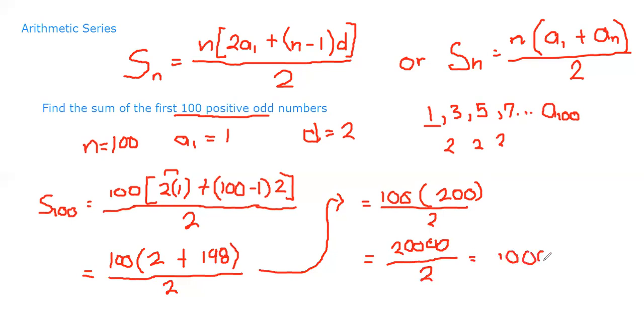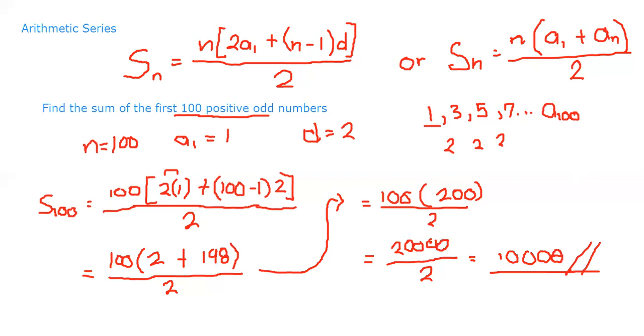So, nakita ko naman 10,000 ang sagot ng iba. So, very good kayo. So, ang sagot natin is 10,000. Kapag pinag-plus natin lahat ng unang positive odd numbers, the first 100 positive odd numbers, the sum will be 10,000.